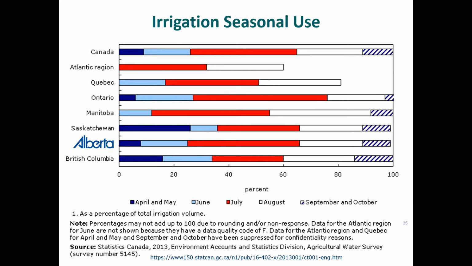Seasonal use, again, you can see there's Alberta there. It looks like we're using most of our water in the July-ish zone. I don't know anything about farming, but maybe that makes sense. It's the driest time of the year, so more water needs to be drawn from rivers and whatnot.